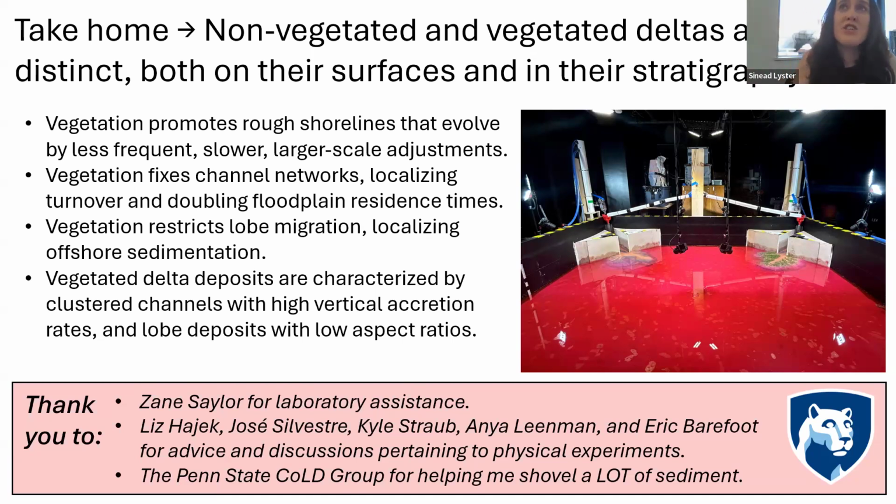At the shoreline, vegetation is restricting lobe migration, localizing that offshore sedimentation, which means that our vegetated delta deposits are characterized by, in the proximal areas, clustered channels with high vertical accretion rates, but in more distal offshore areas, lobe deposits with low aspect ratios.